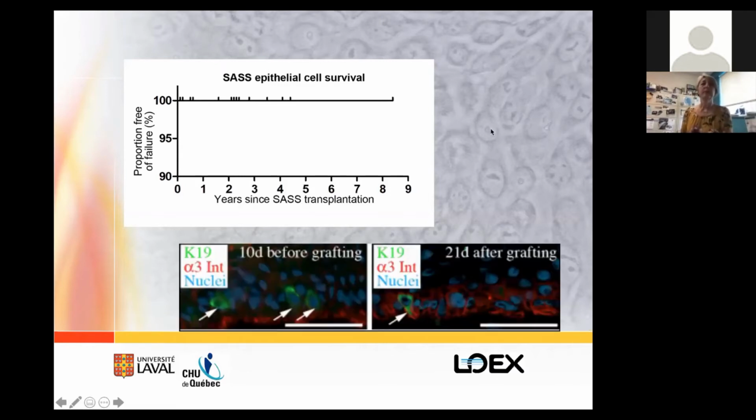Why do we obtain this result? Because, of course, we use autologous cells, so it's not rejected. But furthermore, we think that we can keep the epidermis on the patient for a long time because our culture conditions can keep the stem cells of the epidermis. You can see here, 10 days before grafting and 21 days after grafting, we have evaluated the presence of keratin 19 stem cells, and keratin 19 is a marker of stem cells in epidermis, and you can see that the stem cells are remaining. So we think it's very important to keep stem cells, and it is why we obtain a survival that is very interesting.